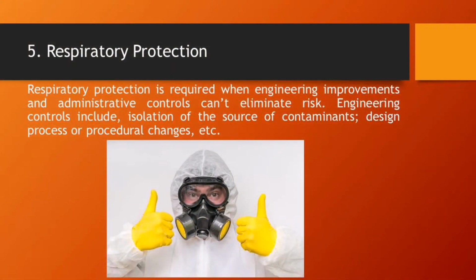Number 5 is respiratory protection. Respiratory protection is required when engineering improvements and administrative controls can't eliminate risk. Engineering controls include isolation of the source of contaminants, design process or procedural changes, etc. Administrative controls, on the other hand, include monitoring, limiting worker exposure, training and education, etc.